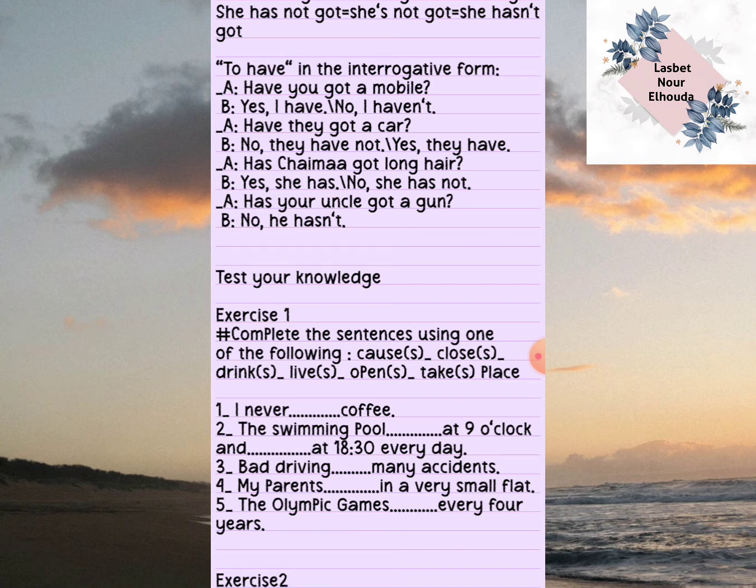Have they got a car? Yes, they have. No, they have not. We don't say yes, they have got. We just say yes, they have. Has Shayma got long hair? Yes, she has. No, she has not. Has your uncle got a gun? No, he hasn't.